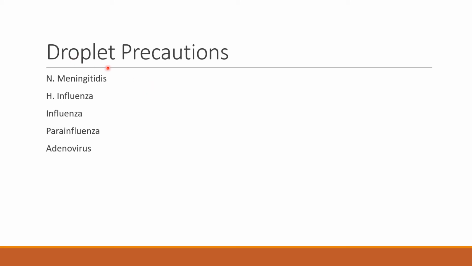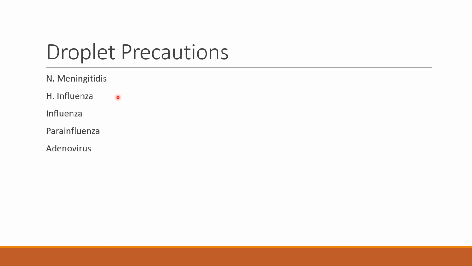Droplet precautions. You may memorize that like this. Neisseria meningitidis and Haemophilus influenzae are two bugs that could cause meningitis. Or you may also remember them as the two things that we need to vaccinate against, even in someone asymptomatic. And also influenza. So actually all of these make sense.